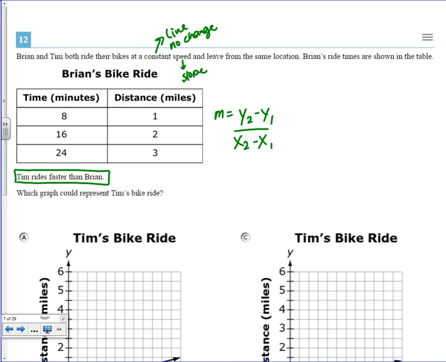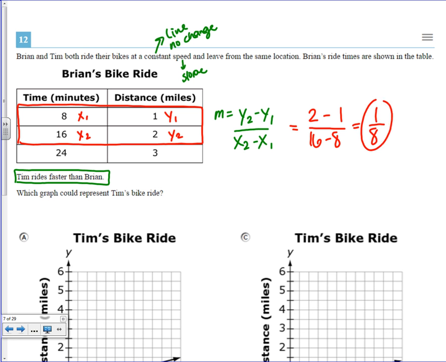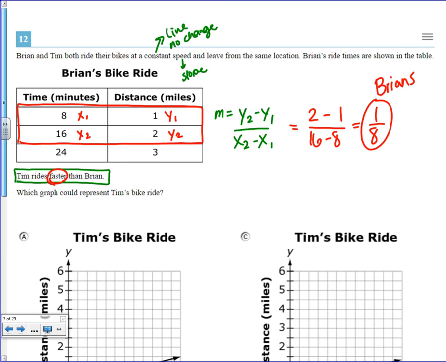So let's go ahead and maybe just use these 2 points. This will be my x1, x2, y1, and y2, and let's plug it in. So my y2 is 2 minus y1, which is 1, over x2, which is 16, minus x1, which is 8. So I have 1/8. That is Brian's speed. Now, Tim is supposed to be faster than Brian. So I need to figure out which of these slopes are faster than 1/8, which means bigger than 1/8.